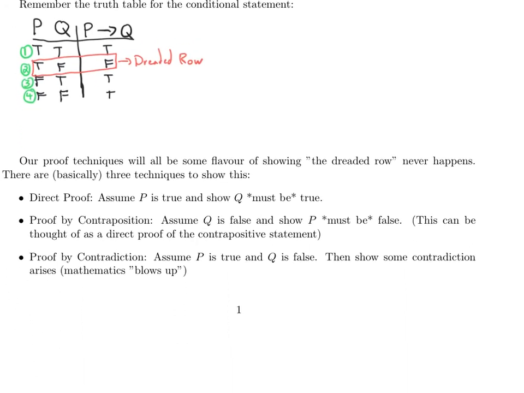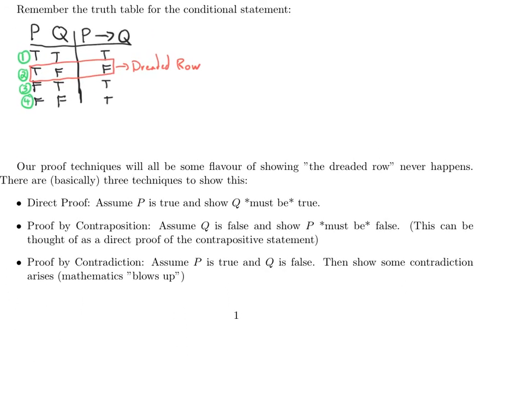All right. I'm going to leave this truth table up because it's going to be important to explaining what's happening here. So the first way, and this is kind of the most common way, it's called the direct proof. And it's basically saying that you assume the if part is true, and you show that the then part, Q, must be true. That's the key.